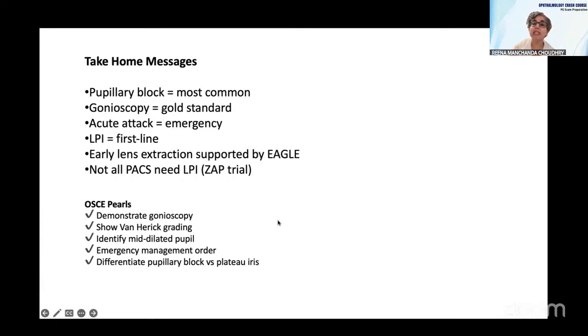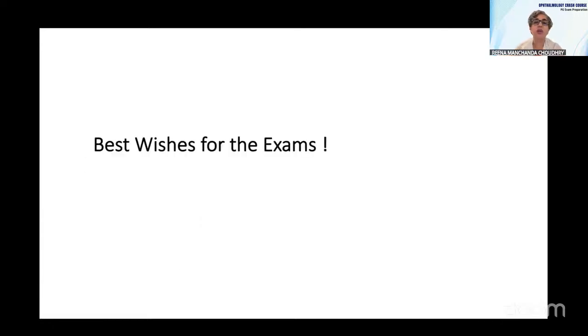So in the OSCEs, I think you should know how to do a good gonioscopy, how to do a good Van Herick, identify an eye which has had ischemic damage to the pupillary margin due to an acute attack, and have the ability to demonstrate that you can treat an acute attack in the emergency and differentiate various pathogenesis in angle closure disease, like pupillary block or plateau iris, using anterior segment imaging tools. Thank you and all the best for the exams.